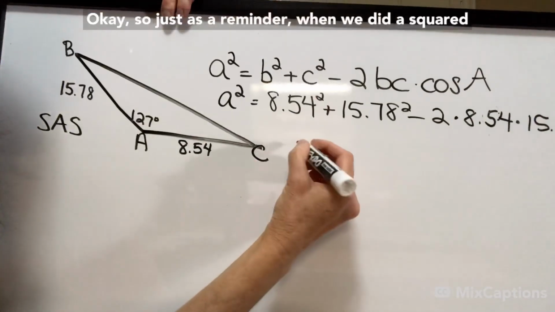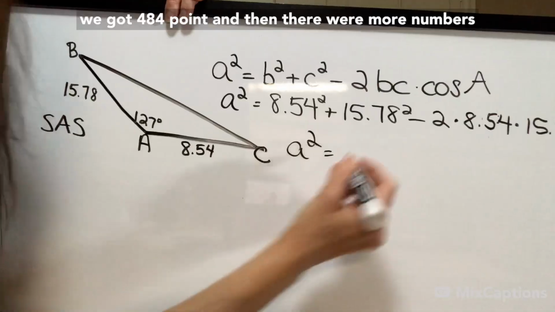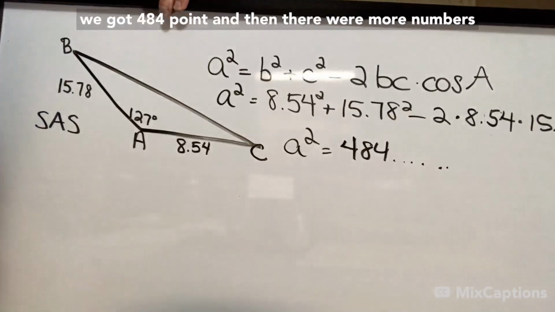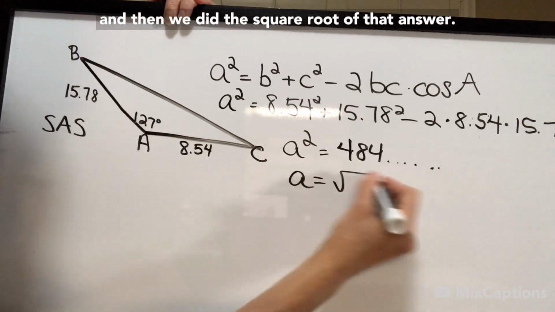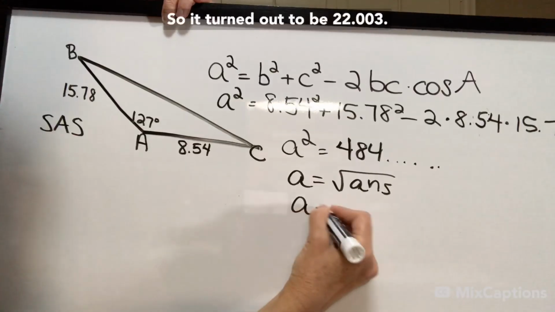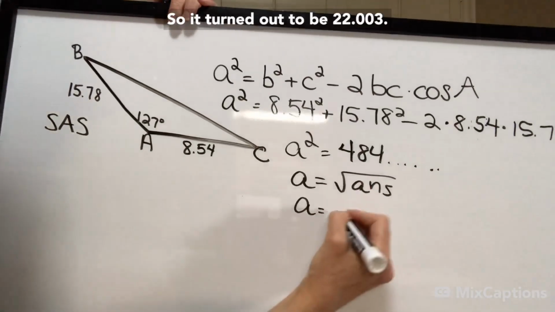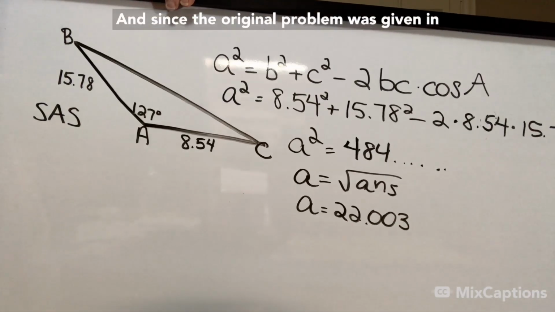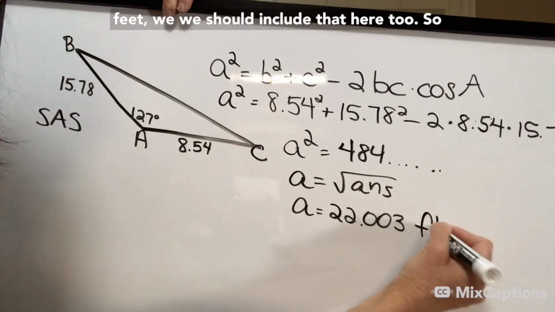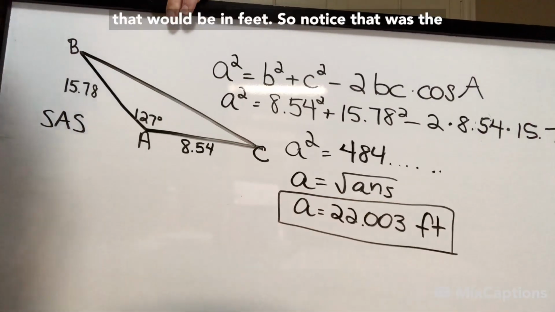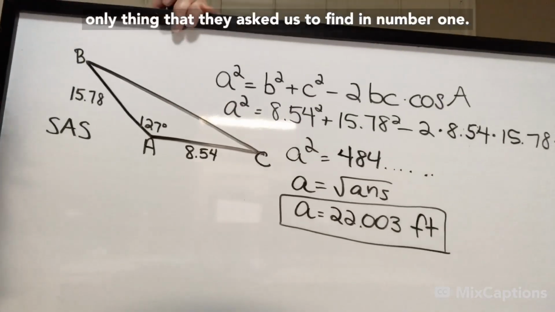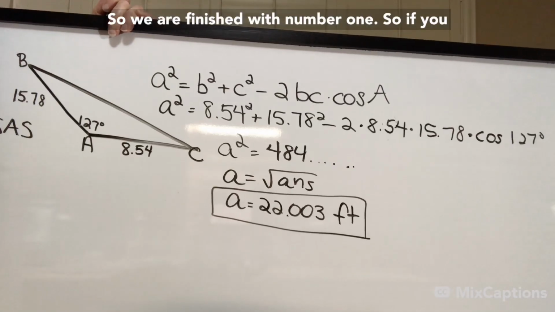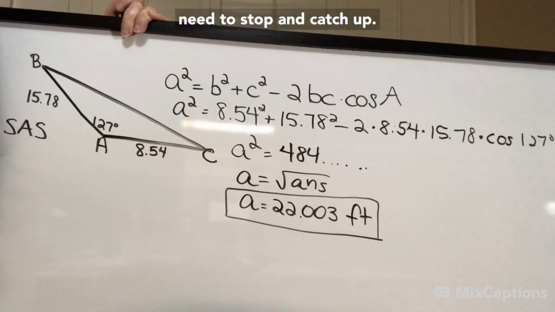Just as a reminder, when we did a squared, we got 484 point, and then there were more numbers, and then we did the square root of that answer. So it turned out to be 22.003. Since the original problem was given in feet, we should include that here too. So that would be in feet. Notice that was the only thing they asked us to find in number 1, so we are finished with number 1. If you need to, stop and catch up.